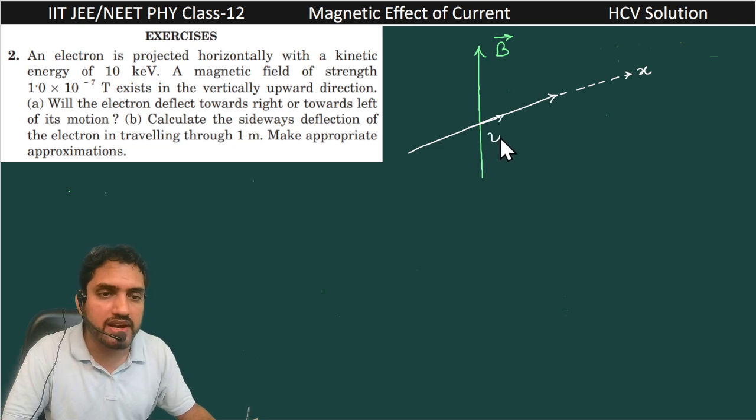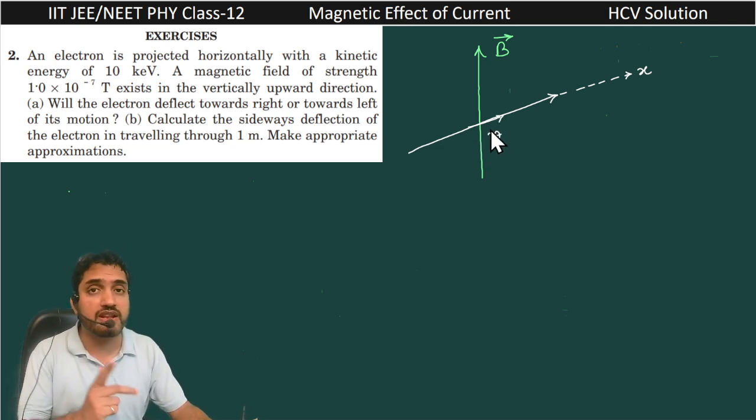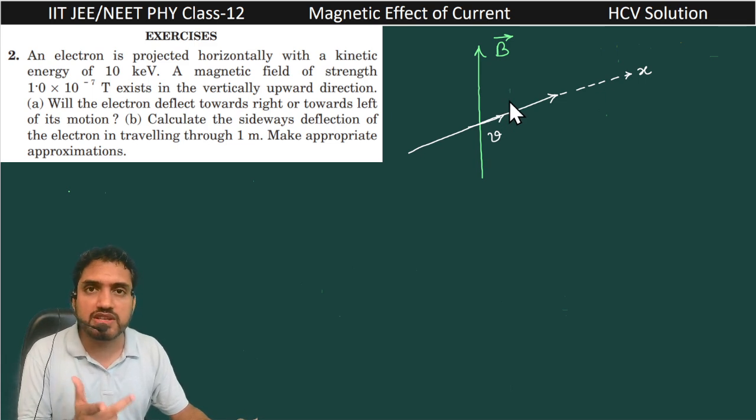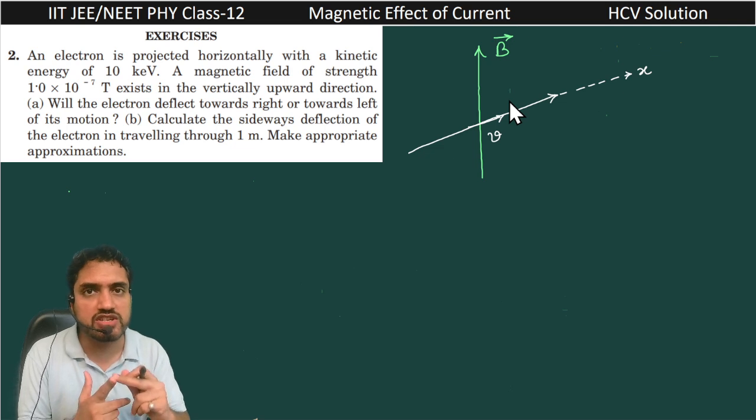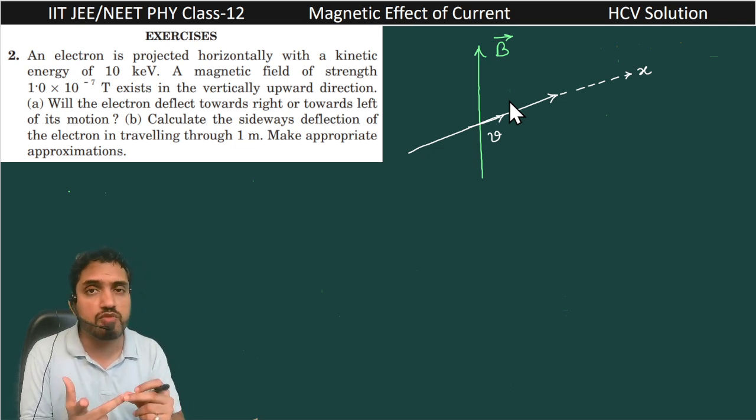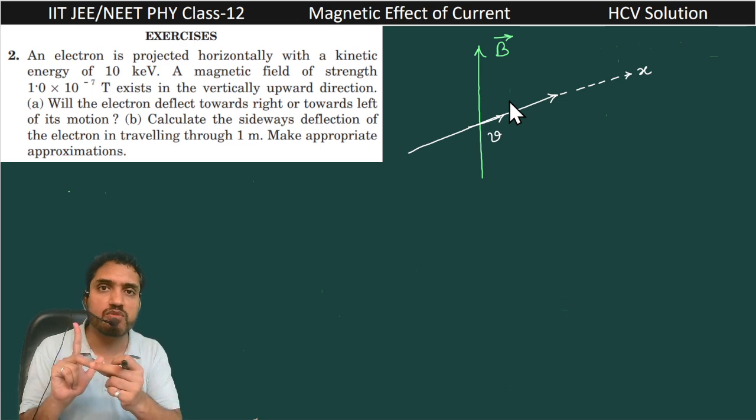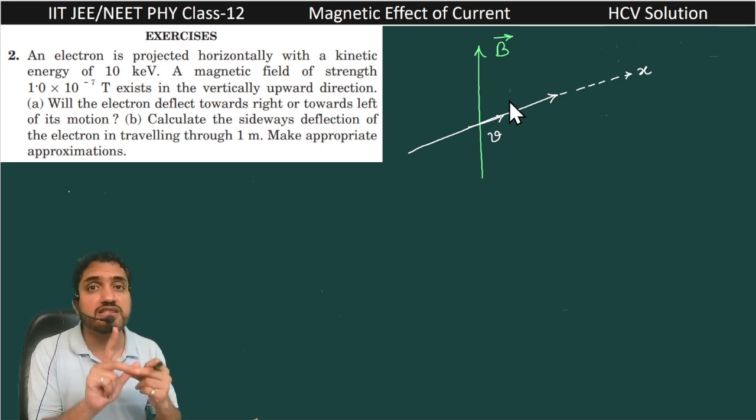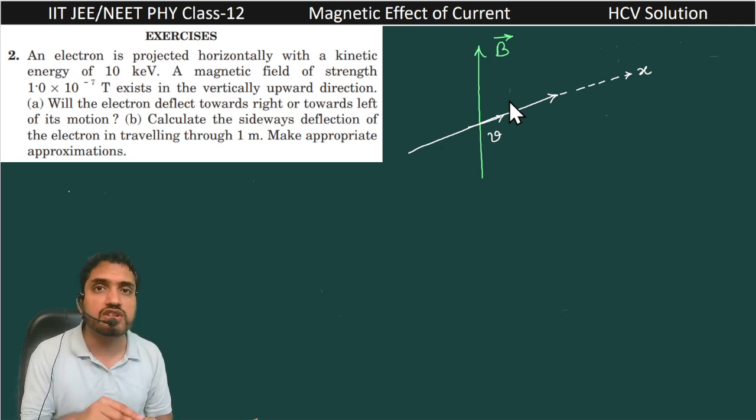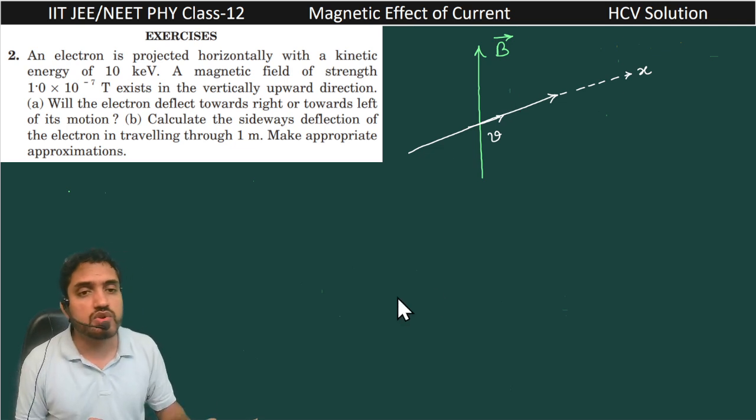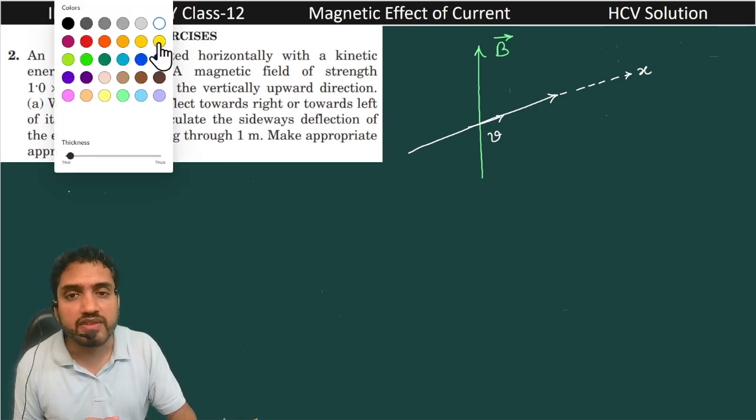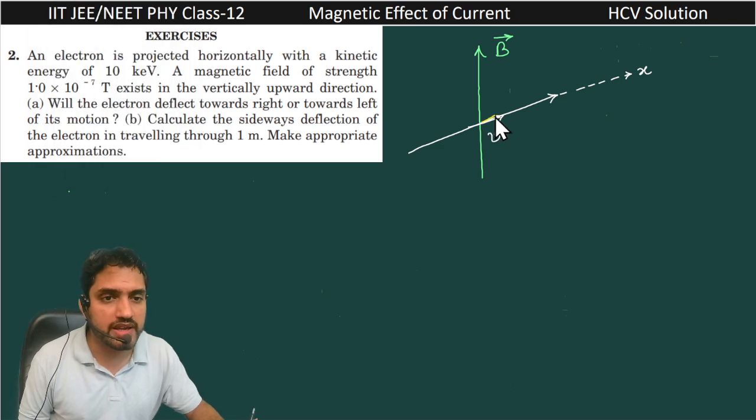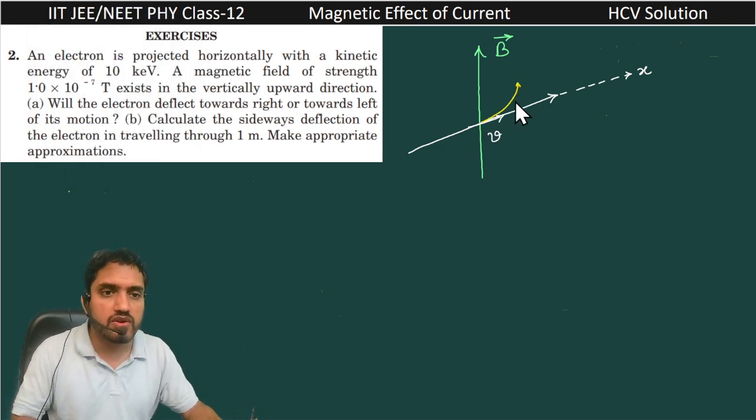Now to find the direction of force we can use Fleming's left hand rule. If we use Fleming's left hand rule, FBI, this is the direction of magnetic field and this is the direction of motion. So the magnetic field is vertically upward and motion is in the horizontal direction, so the force will be towards the right according to Fleming's left hand rule. But it is a negative charged particle, so you have to reverse the direction of force. So it will deflect towards the left hand side, so it will move like that towards the left.